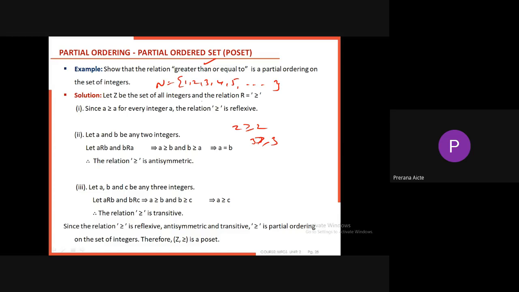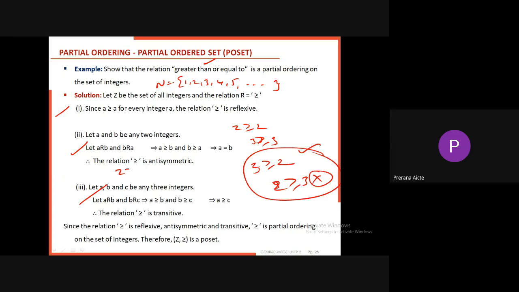Coming to another property, the antisymmetric property, that should be followed. Suppose 3 greater than or equal to 2 is true, but 2 greater than or equal to 3 is incorrect. In that case, I can say that it follows the antisymmetric property. Coming to the last one, the transitive property: if 2 is greater than or equal to 3 and 3 is greater than or equal to 4, then 2 is greater than or equal to 4.